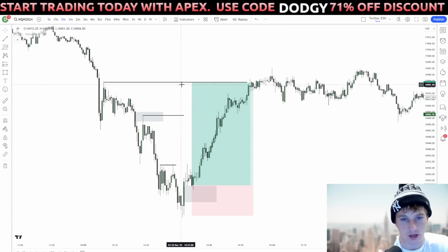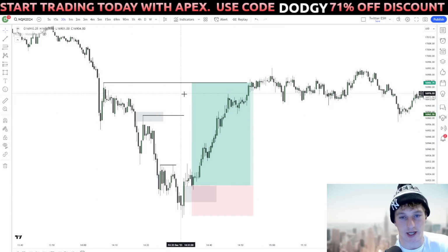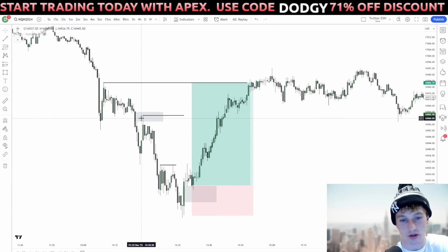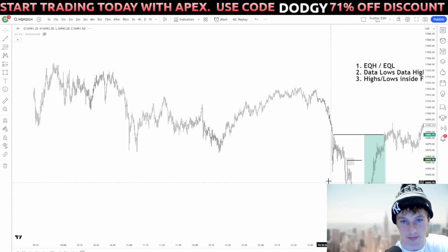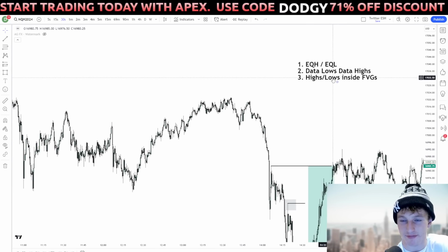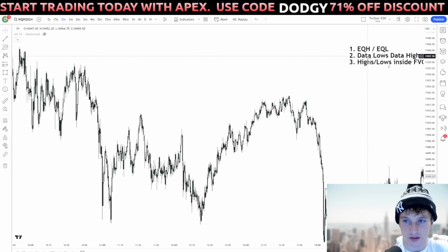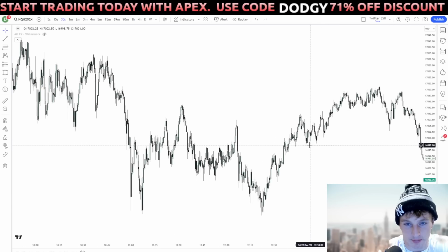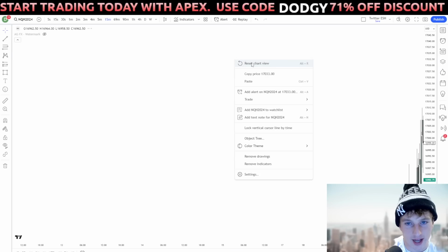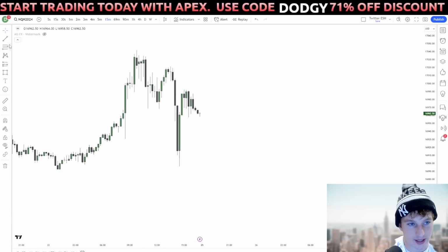This is just a great liquidity pool, and this is so underrated. I don't know why people don't use this more, but these highs and lows inside these old fair value gaps are great targets. It's hard to say these are my third favorite because they're so good still, but equal highs and equal lows and data highs and data lows, I like the best. I think it's very hard to put a choice. An example on the higher time frame here would be this.